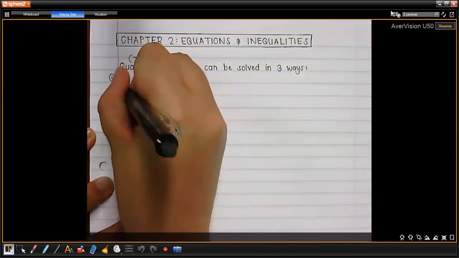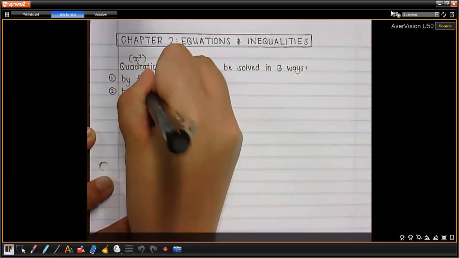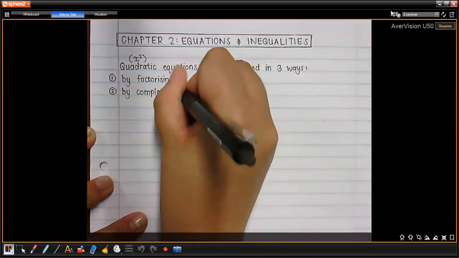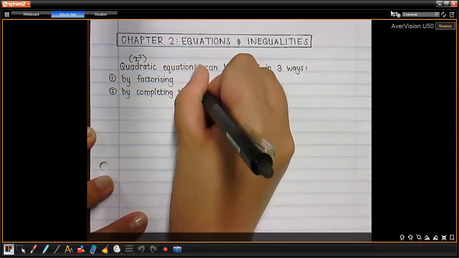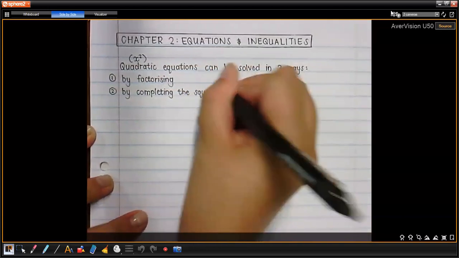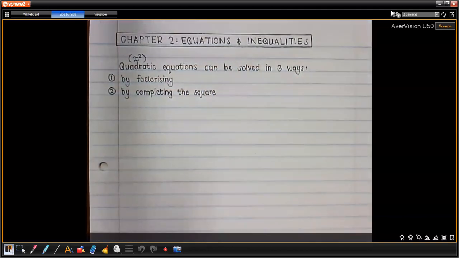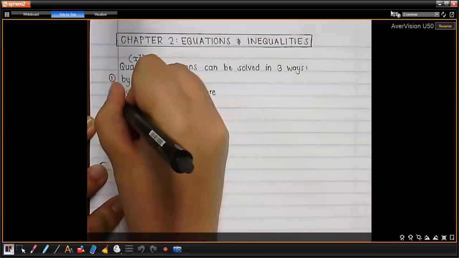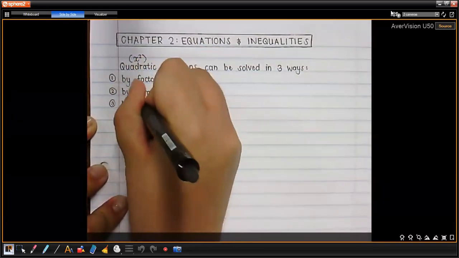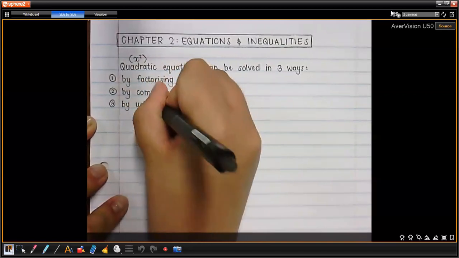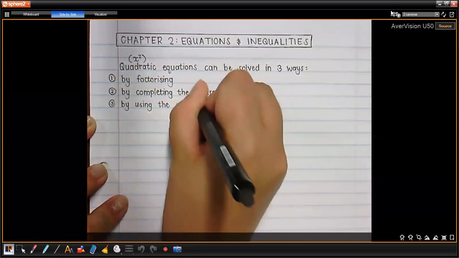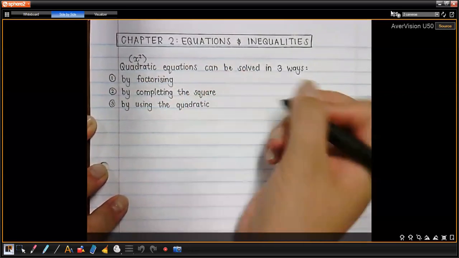The second one is something new. You won't know what I'm talking about now, so we'll just write it down for now. We'll do this tomorrow. It is by completing the square. Don't panic. I will show you how to do this. And then the third method is by using the quadratic formula, which you also don't know what that is yet. We will get to that on Friday, probably.